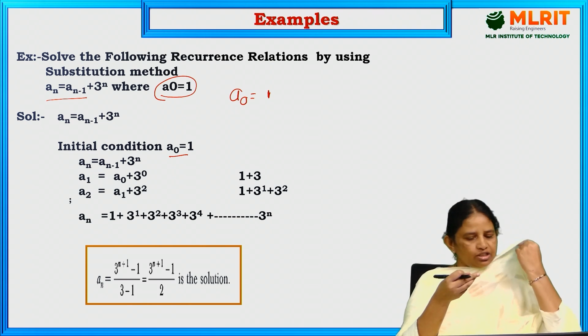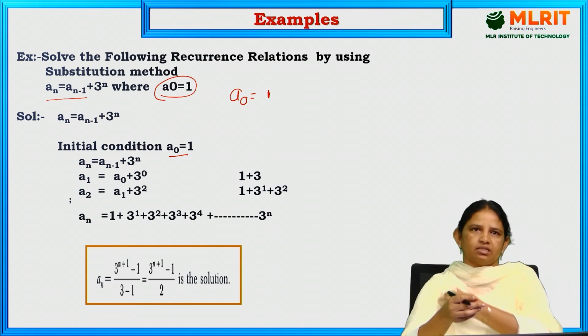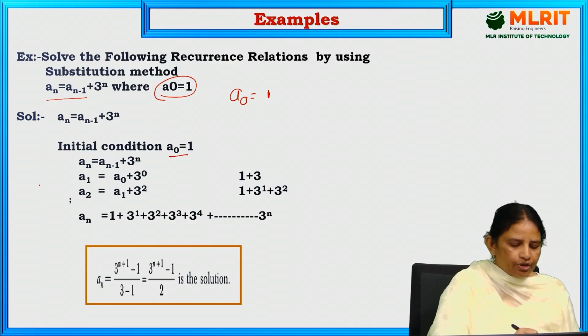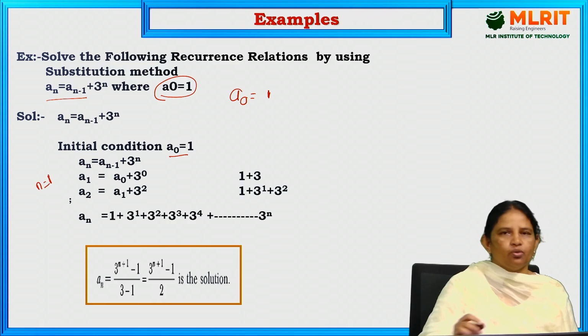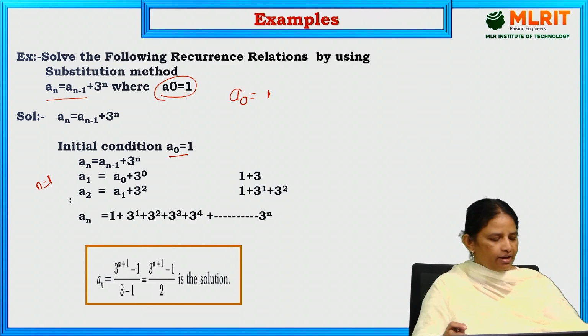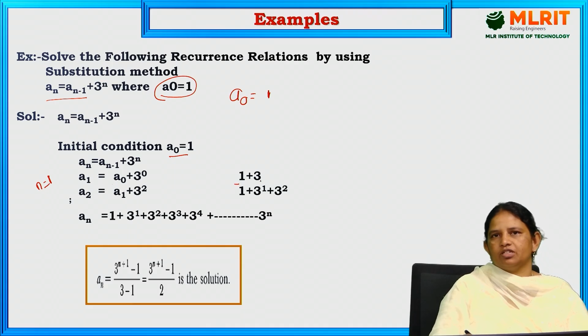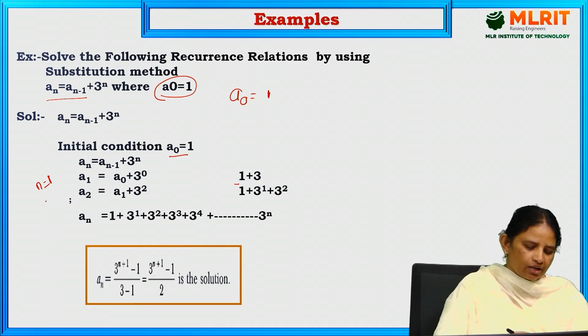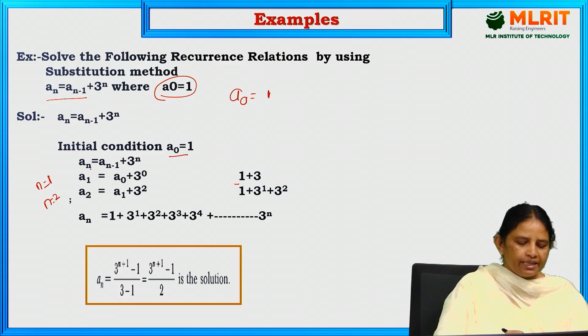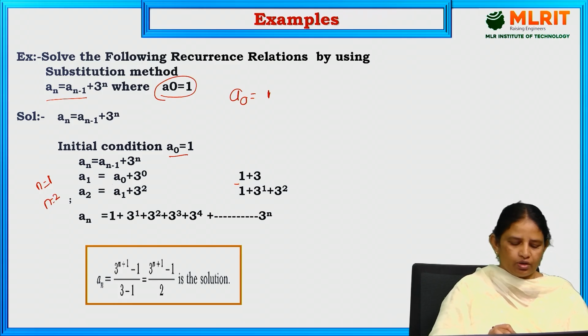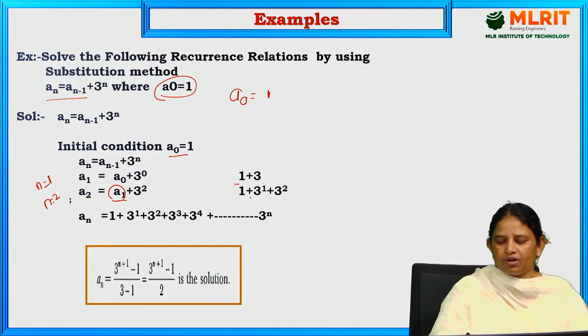Based on the initial condition, we have to find the next term in the sequence. Consider n equal to 1. Then a_1 equals a_0 plus 3 power 1. What is a_0? a_0 is 1, so a_1 is 1 plus 3 power 1. Next, n equal to 2. Substitute n equal to 2, a_2 equal to a_1 plus 3 square. We know the value of a_1, that is 1 plus 3 power 1, and the remaining term is 3 square.